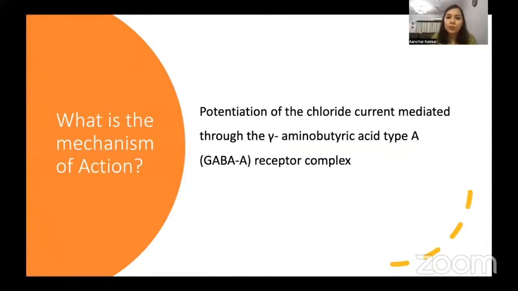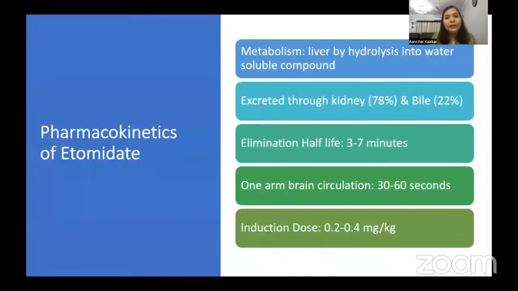Through potentiation of chloride currents mediated through the GABA receptor complex, functional inhibition is attained. Pharmacokinetics: main metabolism is in the liver by hydrolysis, and it is excreted 78% via kidney and 22% via bile. Elimination half-life of etomidate is 3 to 7 minutes, comparable to propofol, and one arm brain circulation is 30 to 60 seconds. Induction dose is 0.2 to 0.4 milligram per kg.